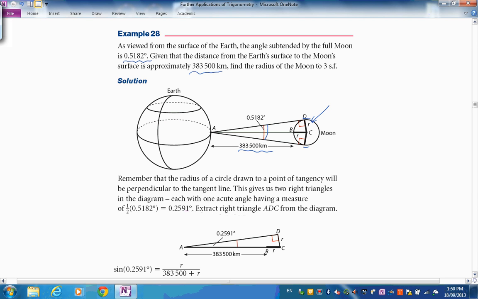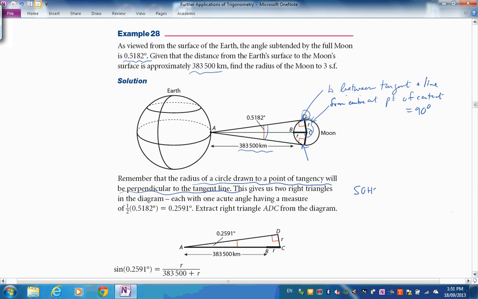Alright, so in this problem, do you realise that the angle between the tangent and the line drawn from the centre to the point of contact, so that CD, that radius, the angle there is 90. That's a theorem. The angle between a tangent and a line from the centre at the point of contact is 90 degrees. So this one will be 90 as well. Okay, do we have enough? Now, they've got it here: the radius of a circle drawn to a point of tangency will be perpendicular to the tangent line. So we've got a right angle triangle.